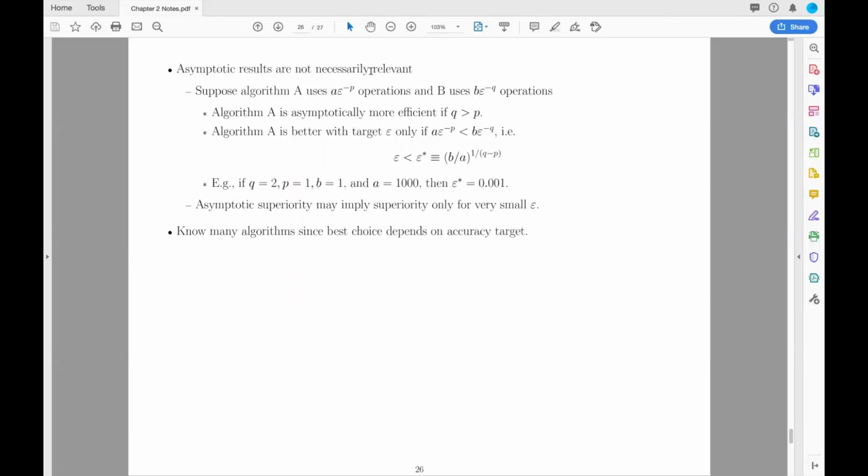So asymptotic results are not necessarily relevant. They're asymptotic. So what I always say is that you should know several algorithms for the same problem, and then see what works best for you on your problem, given your target level of accuracy. Don't let the accuracy people bother you.